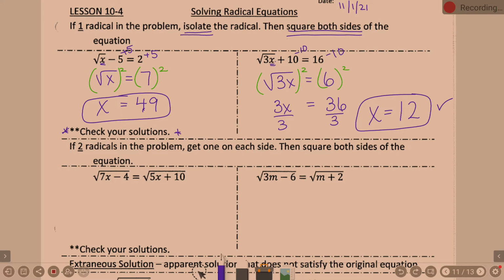Okay? So, when there's one square root, we have to get it by itself. We'll talk tomorrow when there's 2 square roots about how we get one on each side. And then we'll also talk about some fractions. But we'll also talk about extraneous solutions tomorrow. That's the other thing. Okay?